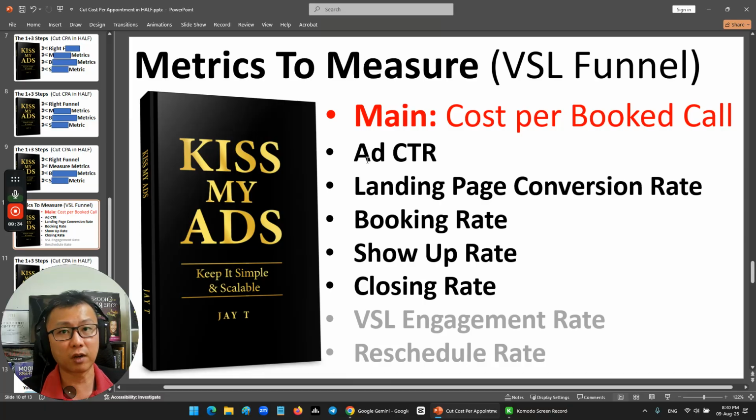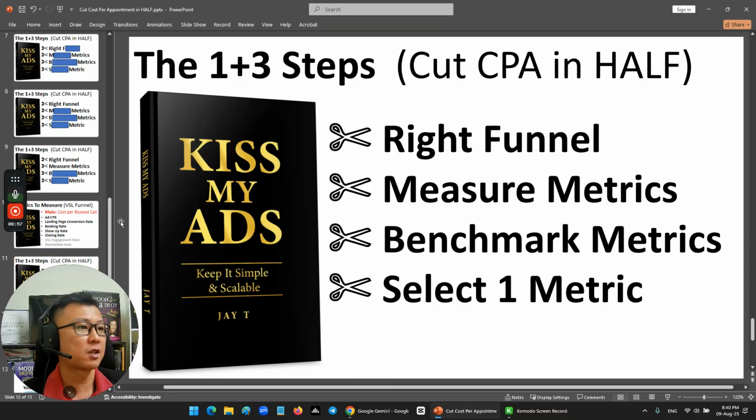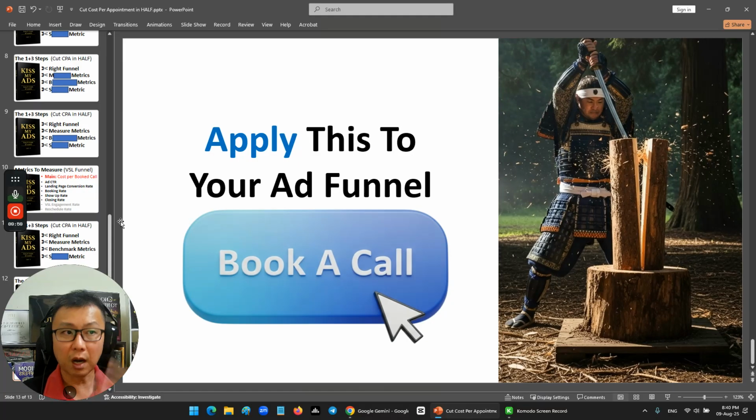This is what I do with clients every week, sometimes every month. We take a look at all of the metrics. We ask ourselves this question: which is the one metric we should work on? Where should we spend our attention? So hopefully this gives you some insight on what to do to cut your cost per appointment in half. Those are the 4 steps.